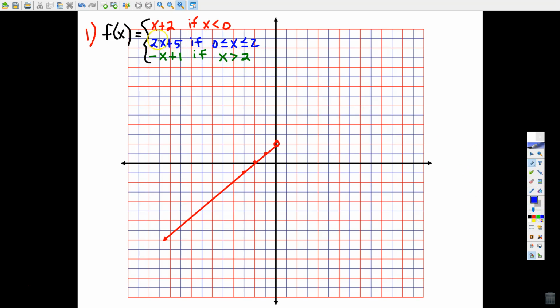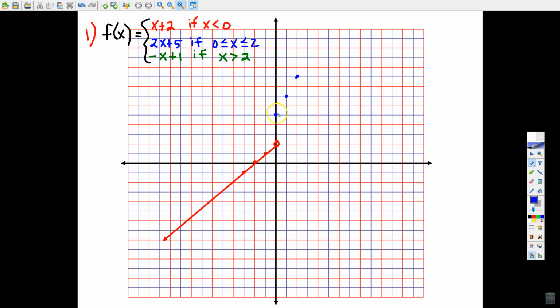Now let's look at the blue. That's a line also that has a y-intercept of 5. It has a slope of 2. So we could do up 2, right 1. We could do up 2, right 1 again. And there are those 3 points on this particular line, but we're only going to show x values that are between 0 and 2, and we're going to include 0 and 2.